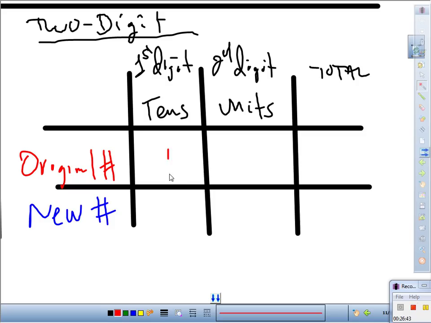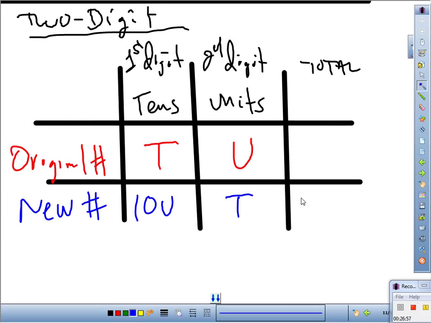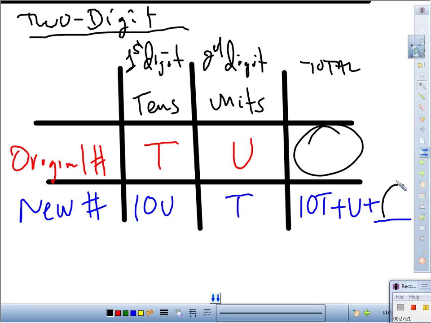Check this out. T and U. What else doesn't change? 10U, T. What else? 10T plus U plus blank. All of that never changes. It's always the same. I don't know if you guys noticed it on the problems that we did in class. Who noticed it? Did anybody notice that? That it doesn't change. The only thing that you need to worry about is what goes here and what goes here.